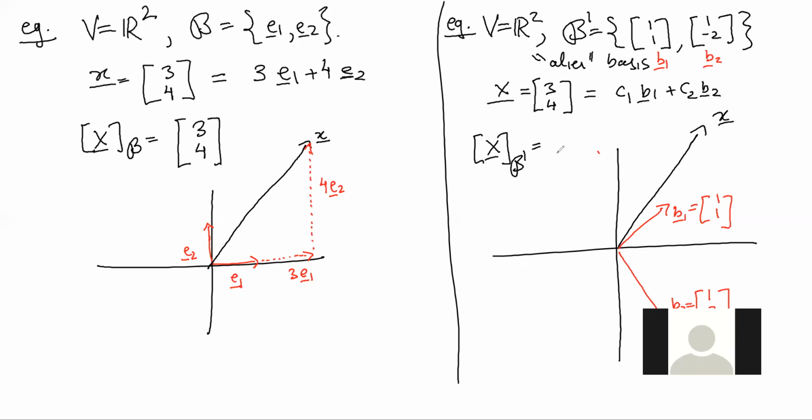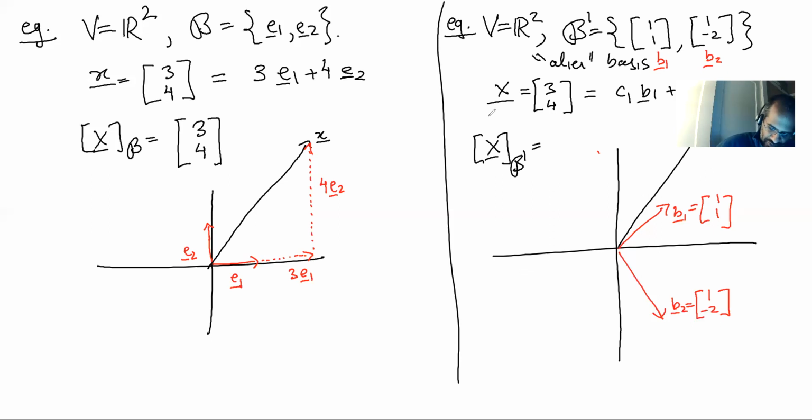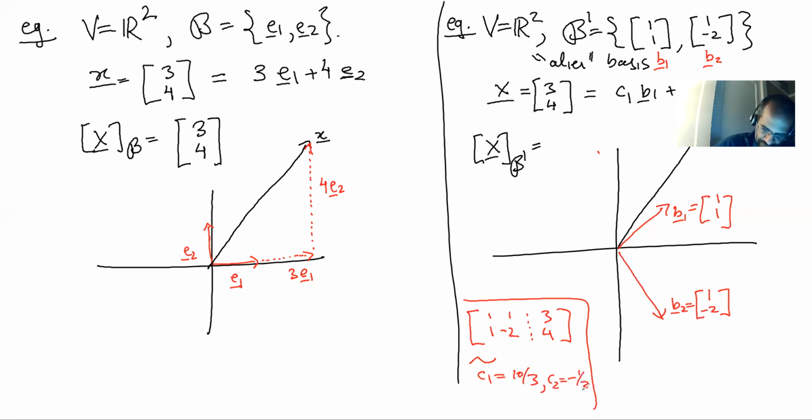Matrix, augmented matrix. Yeah, augmented matrix. Just do row reduction, right? So okay, let's do a little row reduction here. You have some augmented matrix, so 1, 1, 1 minus 2, and you want to express 3, 4. I already did it at home. I don't want to do it again. And you do row reduction, and you get that C1 is equal to 10 over 3, and C2 is equal to minus 1 over 3.